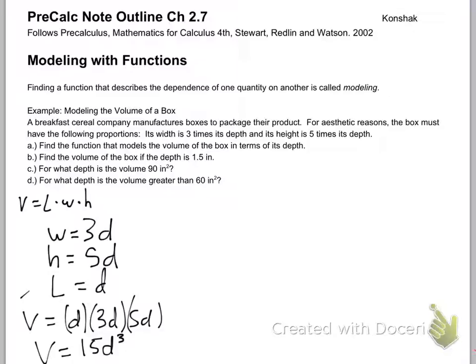So in part B, when it asks what the volume would be if you have a depth of 1.5, it's pretty easy to do, yes? Just plug it into the formula we just created. So V equals 15 times 1.5 to the 3rd power. Does anybody recognize that that's 15 to the 4th power over 1,000?